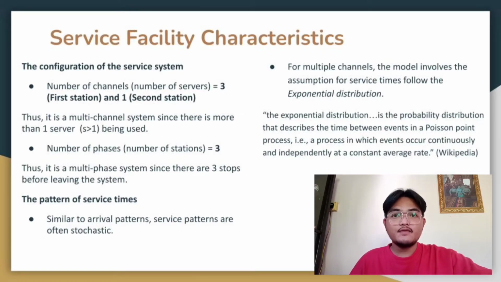Next, the pattern of service time. Similar to arrival patterns, service patterns are often stochastic. For multiple channels, the model involves the assumption that service times follow the exponential distribution. The exponential distribution is the probability distribution that describes the time between events in a Poisson point process, that is a process in which events occur continuously and independently at a constant average rate.